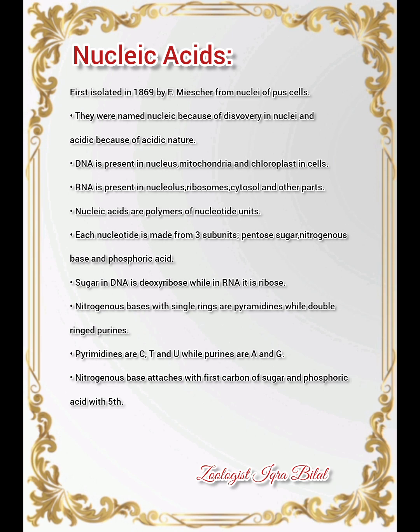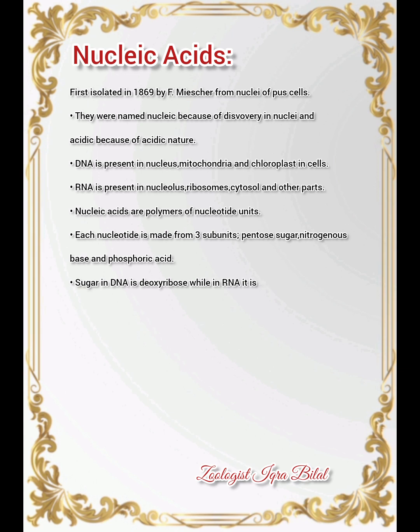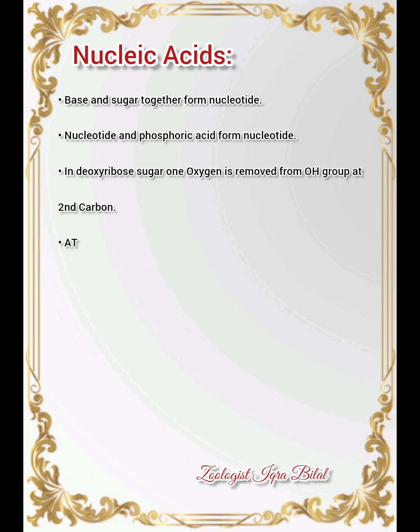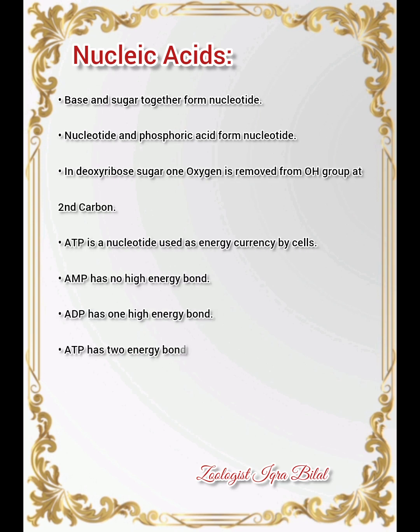Sugar in DNA is deoxyribose, while in RNA it is ribose. Nitrogenous bases with single rings are pyrimidines, while those with double rings are purines. Pyrimidines are cytosine, thymine and uracil, while purines are adenine and guanine. Nitrogenous bases attach to the first carbon of the sugar and phosphoric acid to the fifth. Base and sugar together form a nucleoside. Nucleoside and phosphoric acid form a nucleotide.